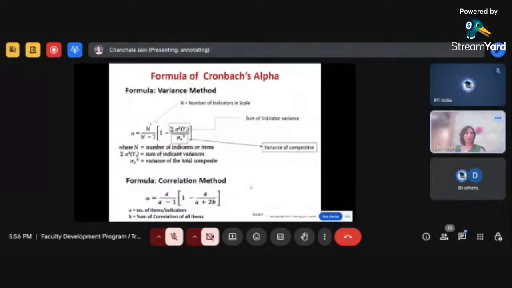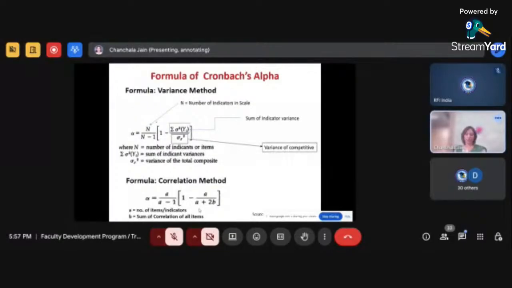Now, next comes the formula. Although there is no use to talk about the formulae, because we will use the software to measure the Cronbach alpha value, right? But still we need to know that there are two concepts of reliability. First one is based on the variance, second one is based on the correlation, right? In case of variance, you can see clearly this is the formula which can be used, and softwares are also based on such kind of formulae, right? Similarly, for the correlation concept, this will be the formula. Usually in SPSS, we are talking about the second method, which is based on the correlation.